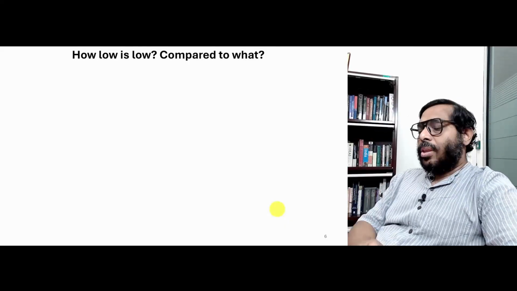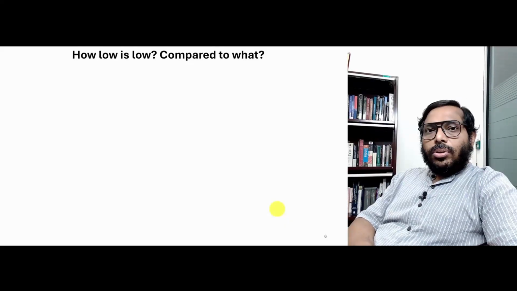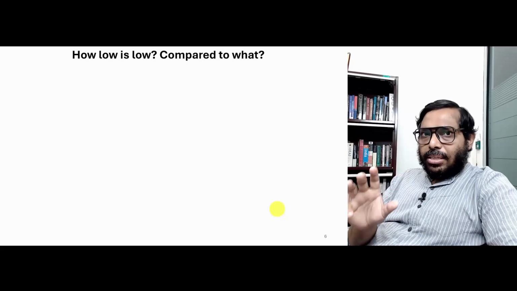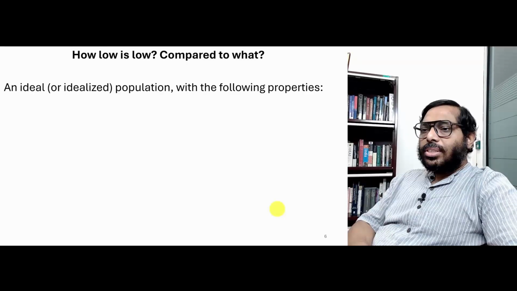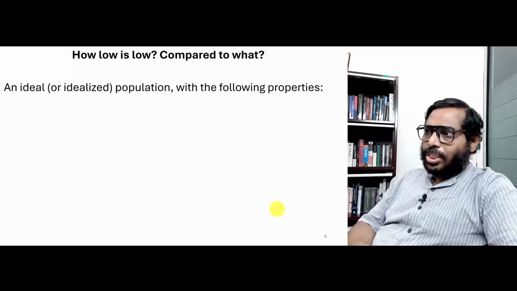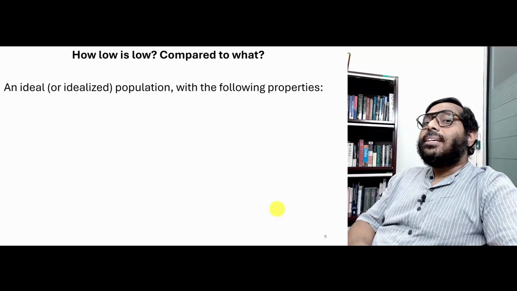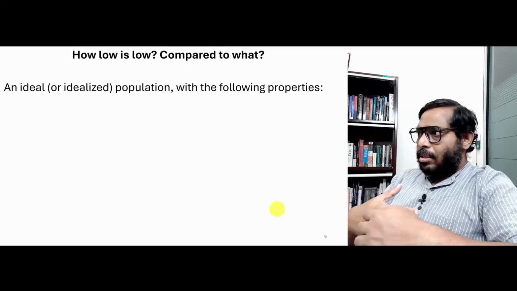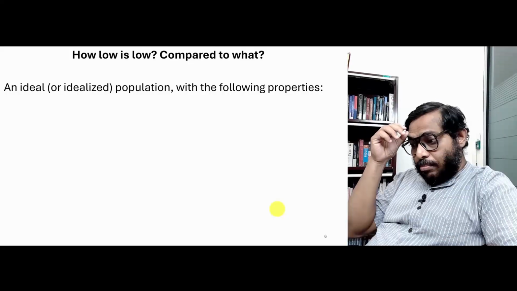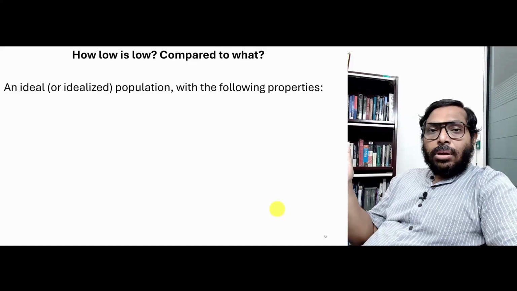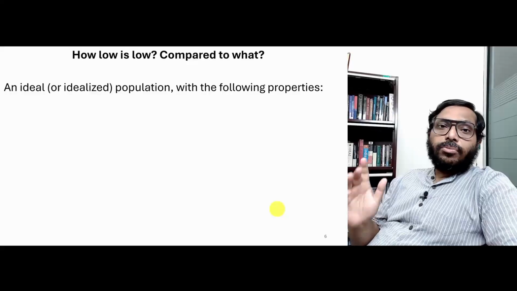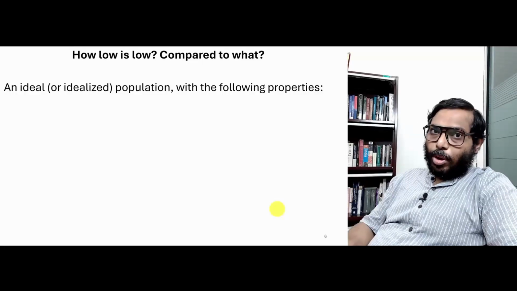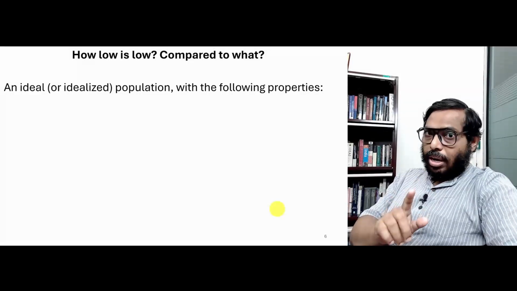How low is low? Turns out that the comparison is always in the context of something known as an ideal population, or an idealized population. Now, what exactly do you mean by that? Many places simply say a population which is following all the assumptions of Hardy-Weinberg equilibrium is an ideal population. That is actually a wrong definition.